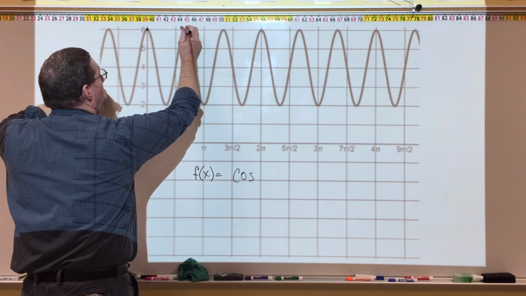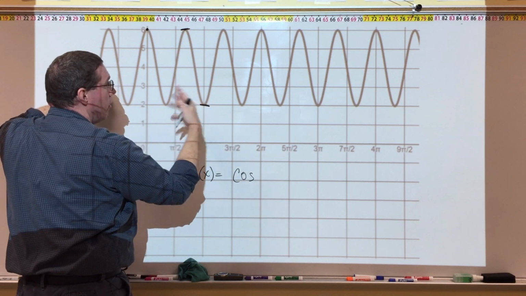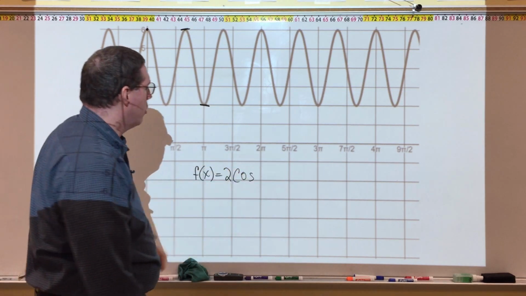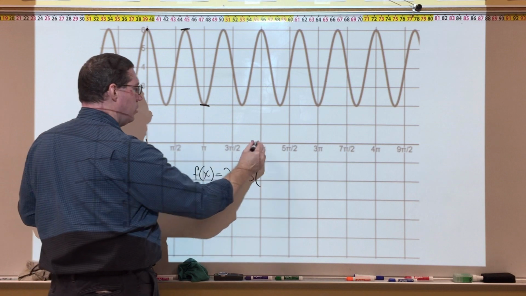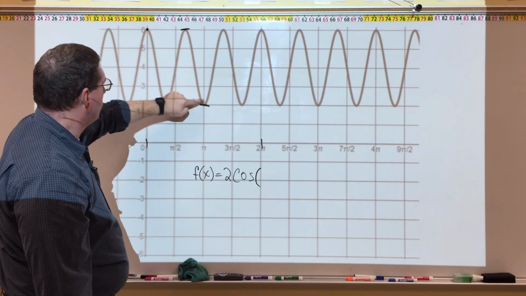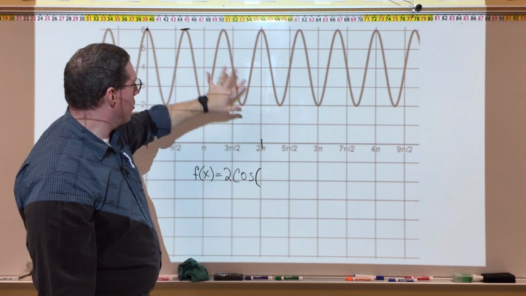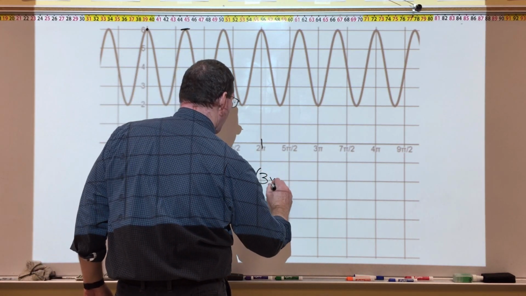The top to bottom, the highest point to the lowest point, if we count, 1, 2, 3, 4, divided by 2 is 2, so the amplitude is 2. So this is 2 cosine. Now let's find the frequency. Going from 0 to 2 pi, we're going to go 1 curve, 2 curves, 3 curves. That's 3 cosine curves from 0 to 2 pi. So that means the frequency is 3 with an x.